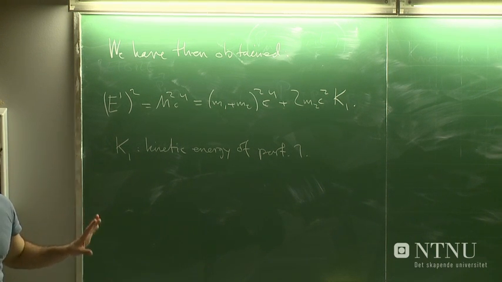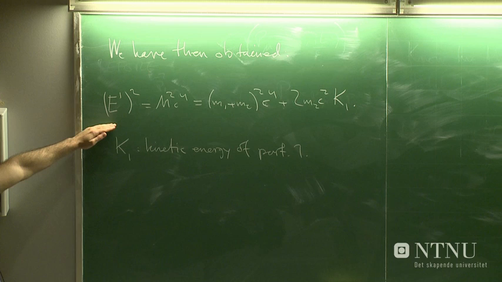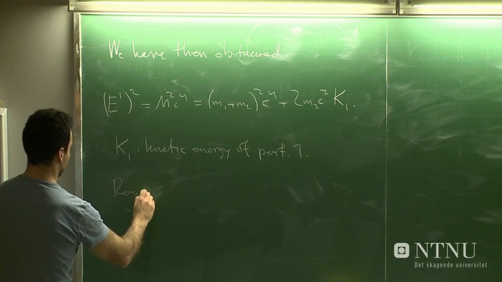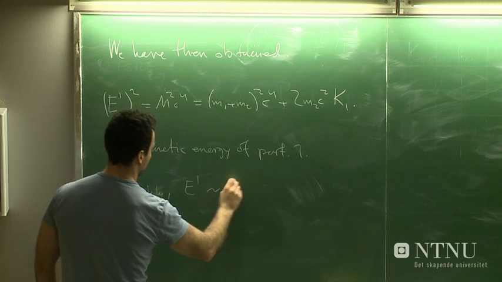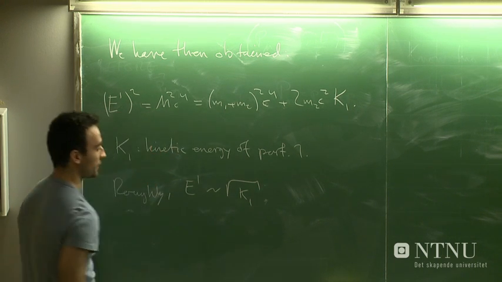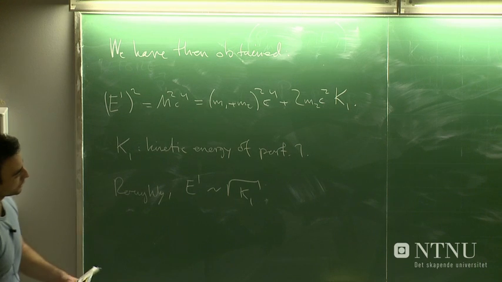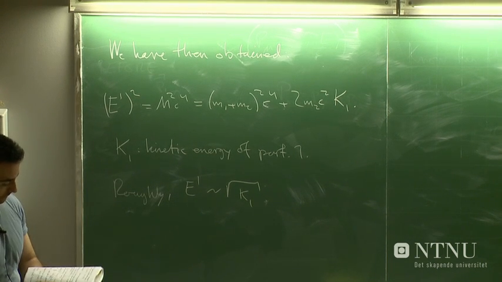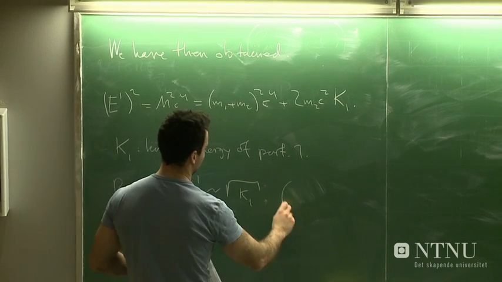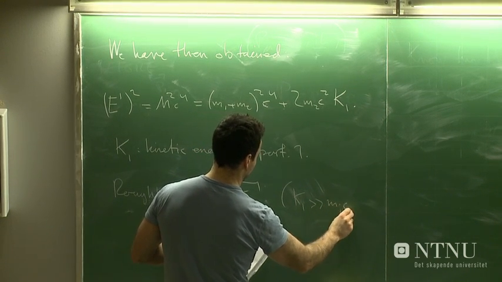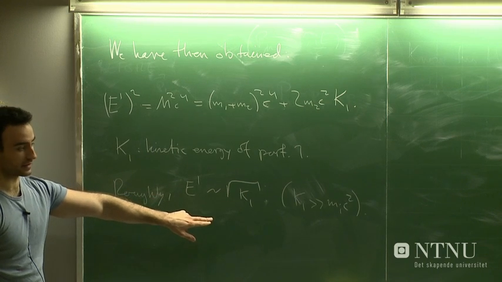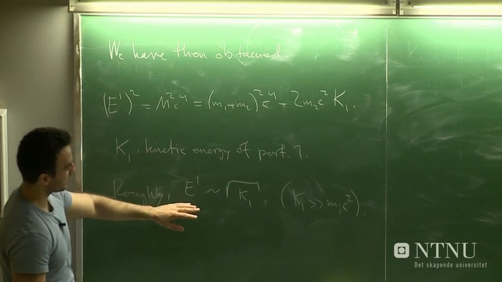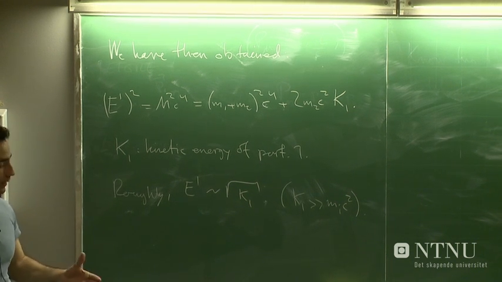So another way to look at this equation is to say the following. The available energy in the center of mass system depends on the initial kinetic energy like this. So roughly, this available energy goes as the square root of the kinetic energy of particle 1. Well, I should add that this is strictly speaking only the case if the kinetic energy is much larger than the rest energies, so we can neglect this term. So we see that the energy available in the center of mass system increases slowly with the kinetic energy of the incident particle.